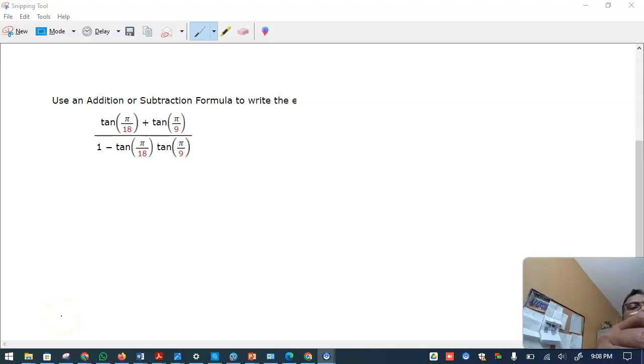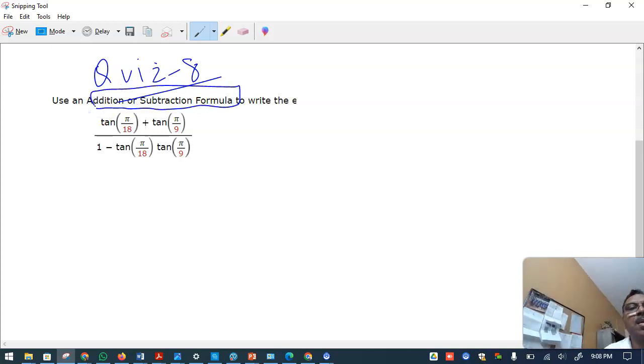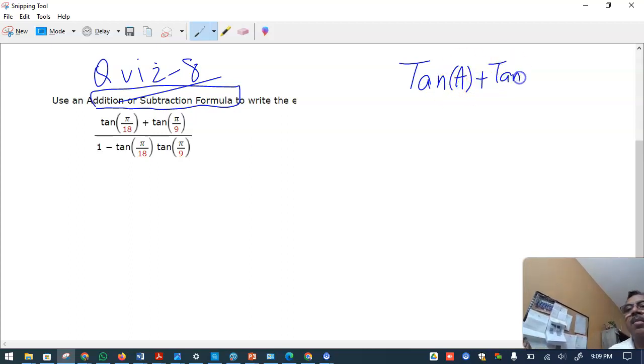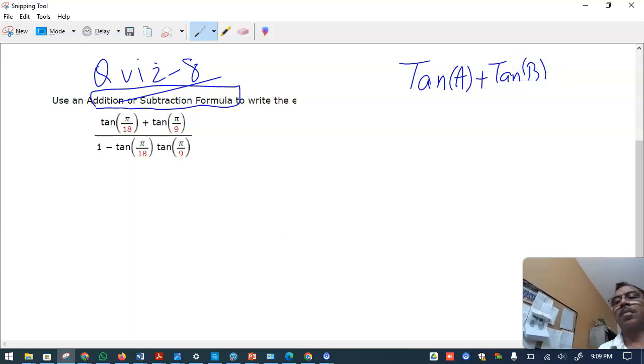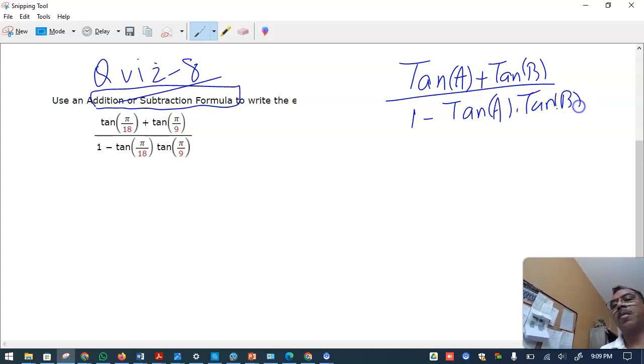Okay, this is the second question of quiz 8. Again, use the addition and subtraction formula. This time we are going to use tan of A plus tan of B, divided by 1 minus tan A tan B, which is tan of A plus B.